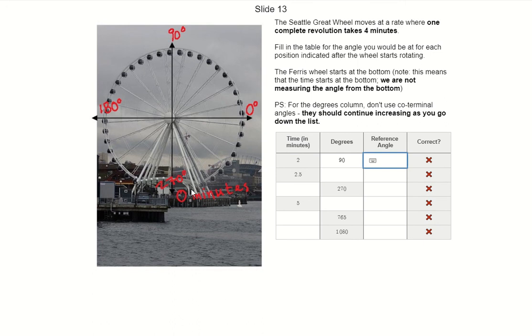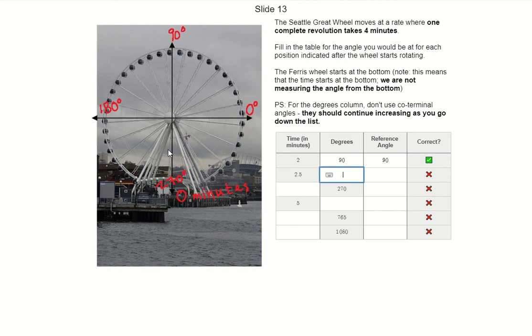So that means we're at 90 degrees. We've traveled 180 degrees. But we want to remember that we're always measuring angles from the positive x-axis, from this line right here. So that's the 90-degree mark. And then the reference angle there, well, the reference angle for a 90-degree angle we just saw is just 90.